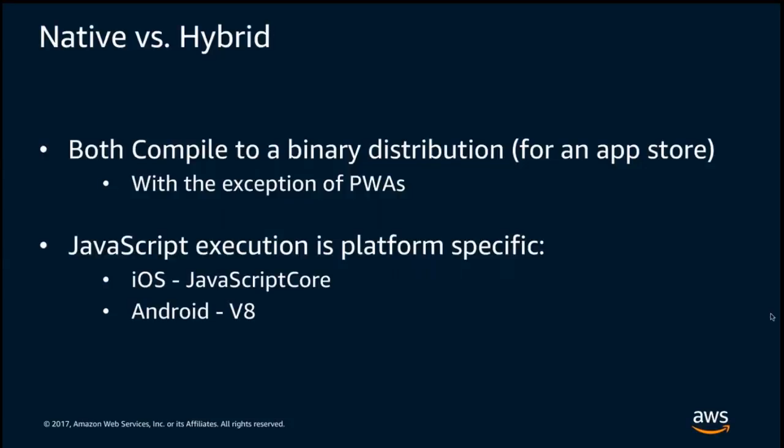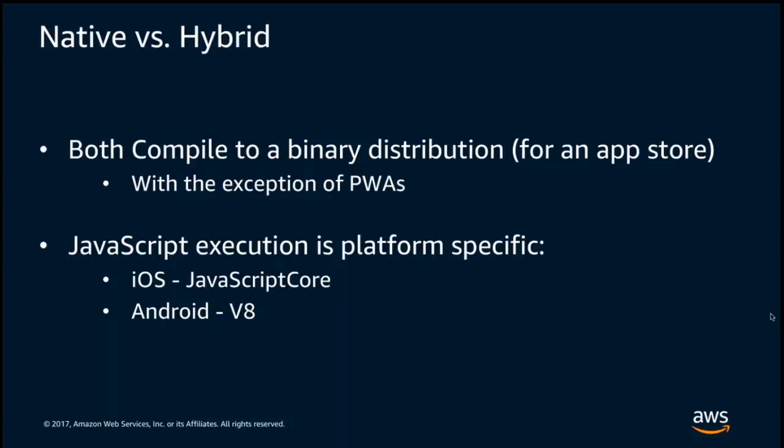So some of the similar aspects between native and hybrid, they both are going to compile to a binary distribution for the App Store. So on the Android side, it's going to compile to an APK, and with things like Ionic and Cordova, it's going to run in a web view. With React Native, it's a little different. It's going to actually be compiled to a native app, and it's actually going to run native components. But either way, they're both compiling to a native binary that's going to get submitted to the App Store.